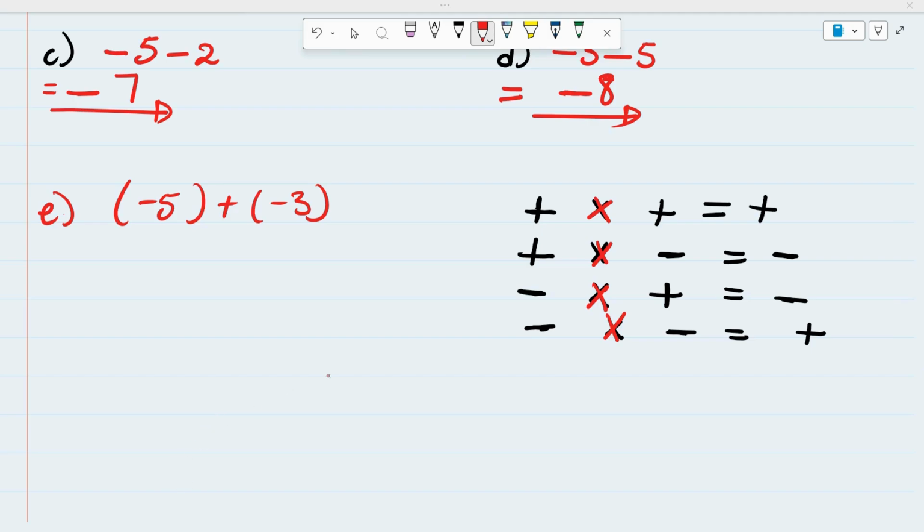So meaning when you multiply a positive and a positive, you get a positive. When you multiply a positive and a negative, you get a negative. When you multiply a negative and a positive, you still get a negative. And when you multiply a negative and a negative, you get a positive. Now we can tackle this question.